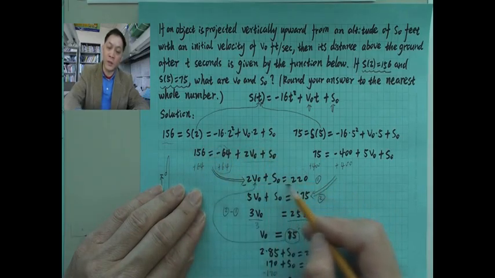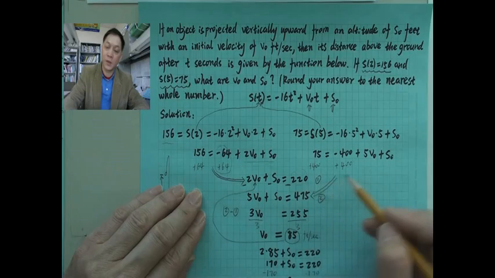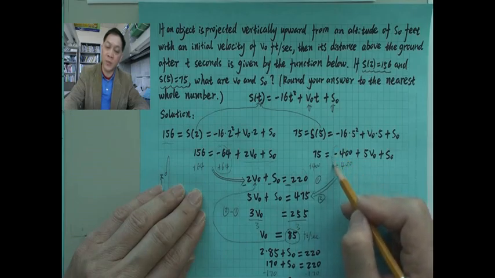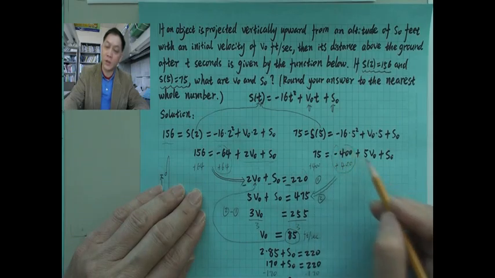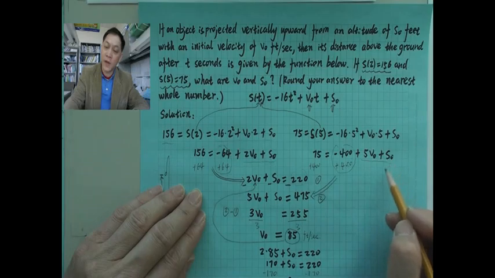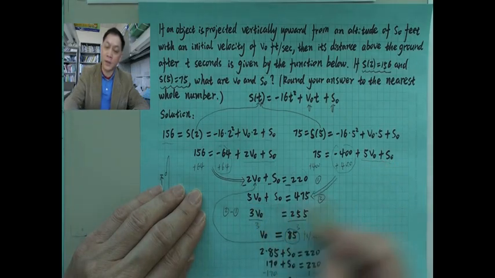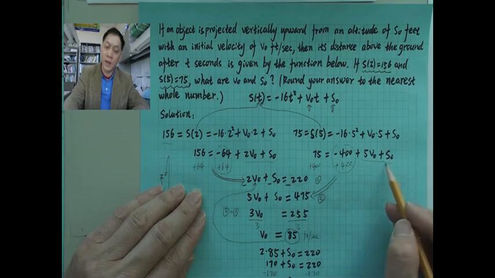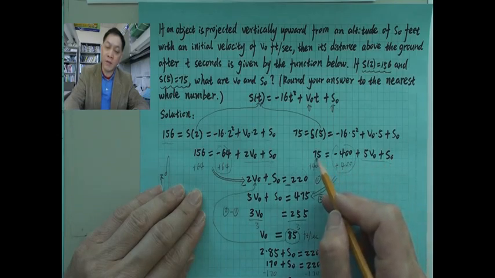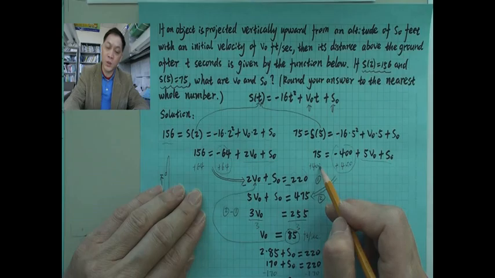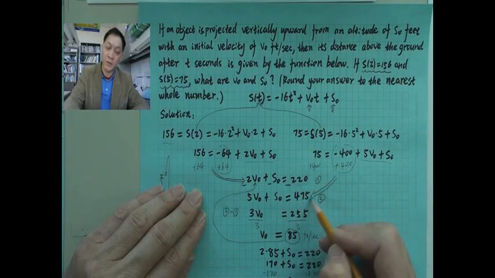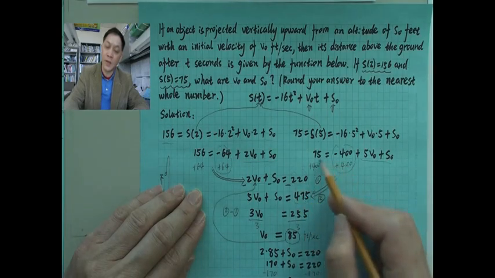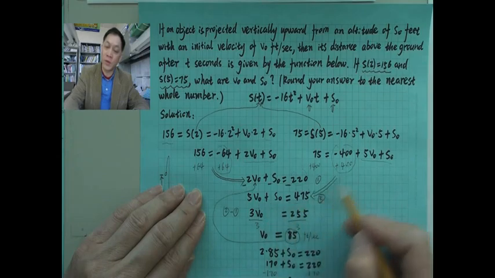Here we got that first equation. The second equation, you add 400 on both sides. You cancel this positive and negative. So the right hand side is 5V0 plus S0, and the left hand side is 75 plus 400. That's 475. So you get the second equation from here.